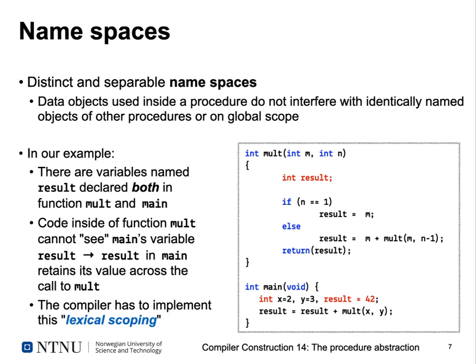So we've already seen this with result, and the code inside of mult, as we've seen, cannot see this variable result of main in turn. So we have result here, and we have a result in main, and the other way around. Now this mult function cannot access this result variable in main here.